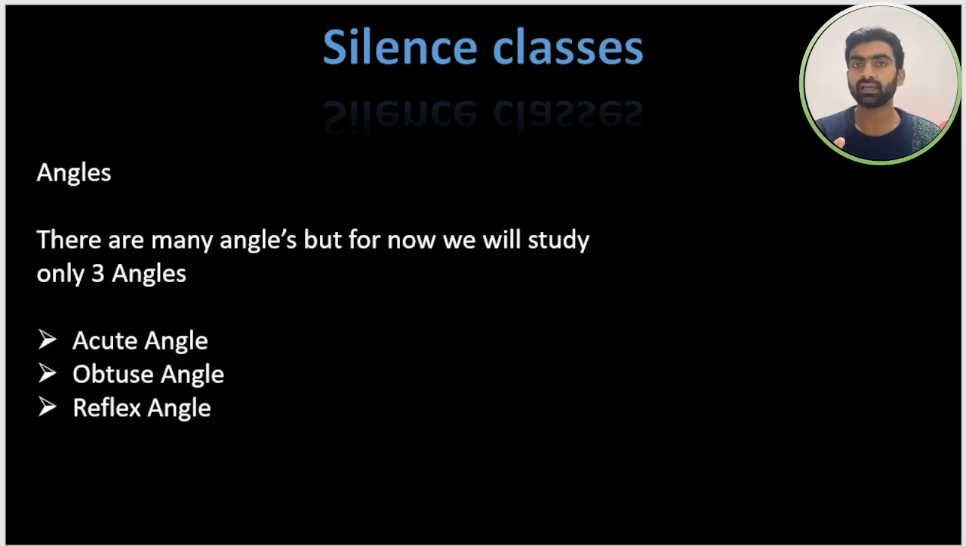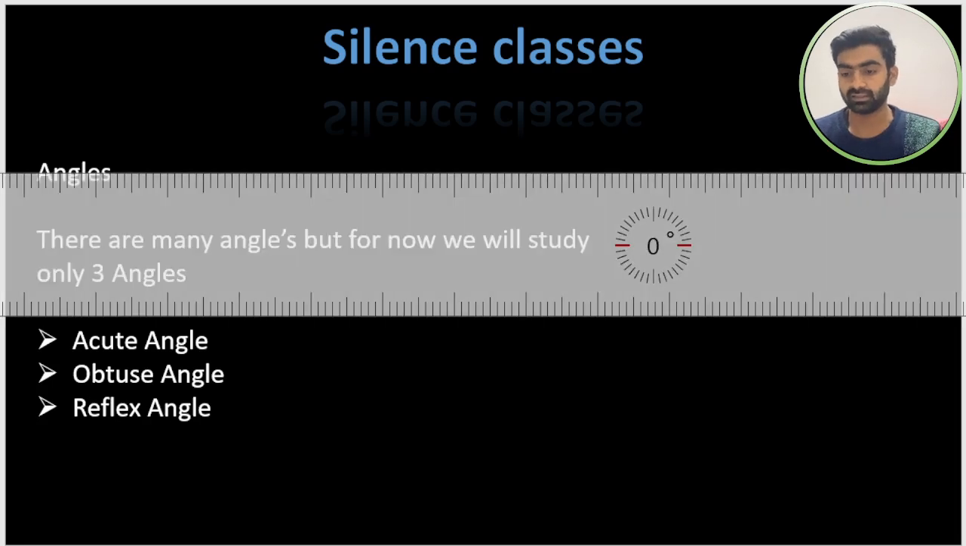Acute angles are angles which are less than 90 degrees. 90 degree angles are like this.